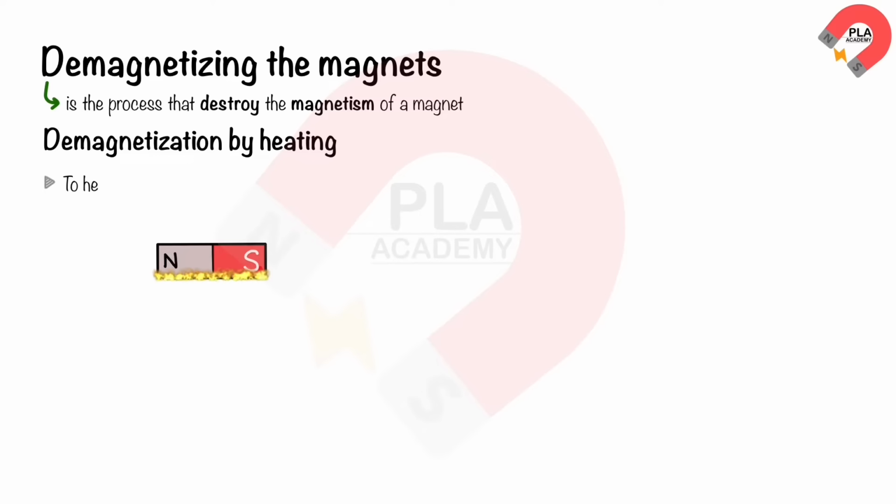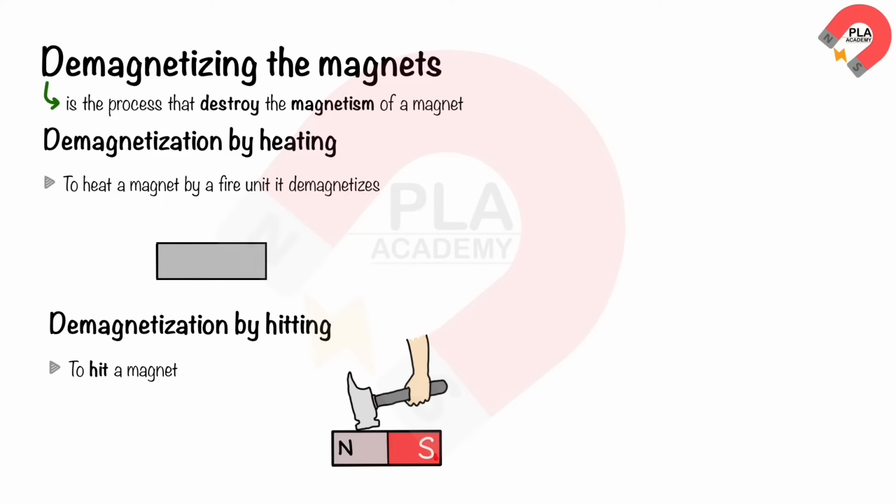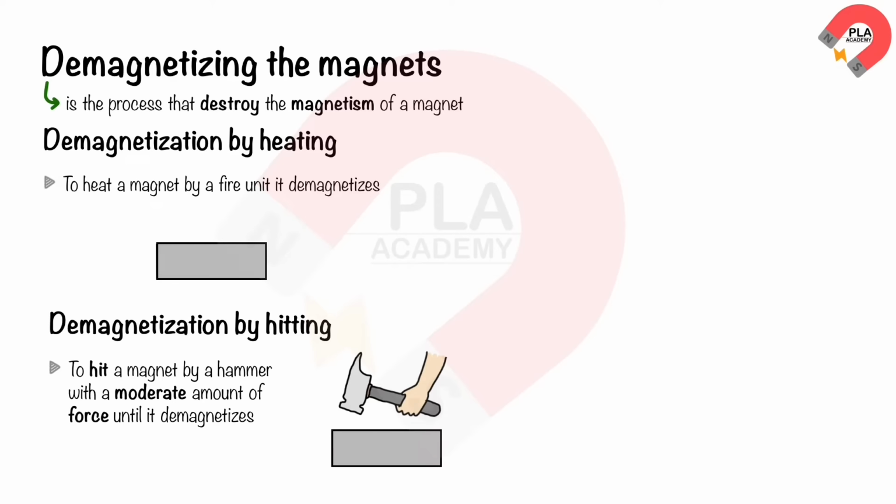Demagnetisation by heating: heat a magnet with a fire until it demagnetizes. Demagnetisation by hitting: hit a magnet with a hammer with a moderate amount of force until it demagnetizes.